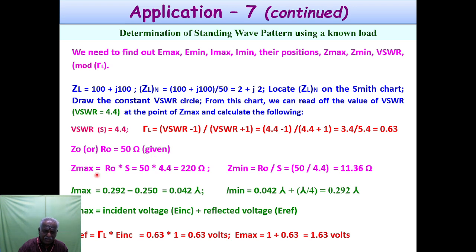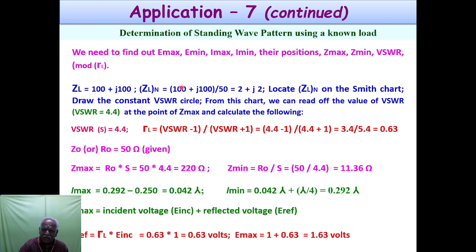Okay, so Z0 is equal to R0, which is 50 ohms. It is given. Z maximum is the point of maximum impedance. Maximum impedance is R0 into S. This we have already discussed while studying the standing wave pattern. E maximum by I minimum is equal to Z maximum. So R0 into S, 50 into 4.4, that is 220 ohms. Z maximum is 220 ohms, and Z minimum is R0 by S. This also we have proved already while studying the power flow along the transmission line.